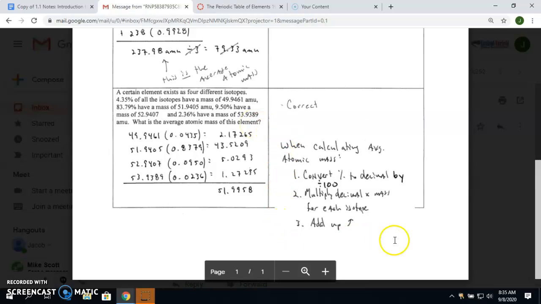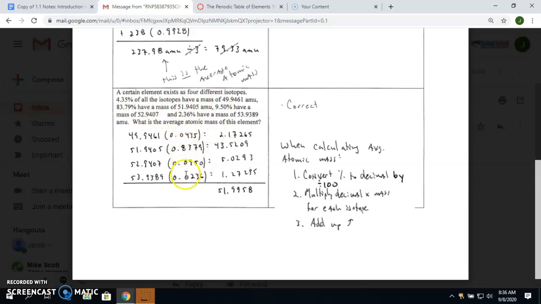Now this down here, this is the proper way to do this calculation. So when you're calculating average atomic mass, this is a 3-step process. Step number 1, you're going to convert the given percentage to a decimal, and the way that you do that is by taking the given percentage and just dividing it by 100. That conversion is something you guys have been doing since probably middle school. So for example, instead of writing down 4.35%, we divide that by 100, and you get this number right here. You do that for all the given percentages.